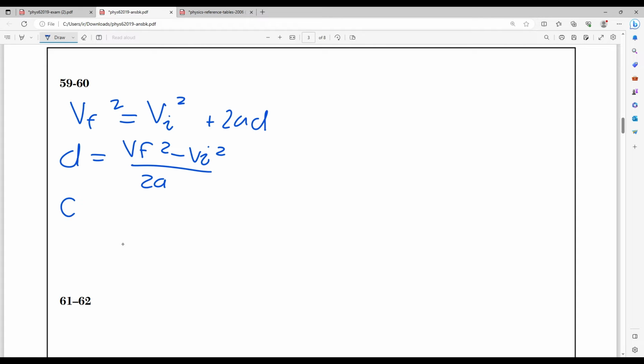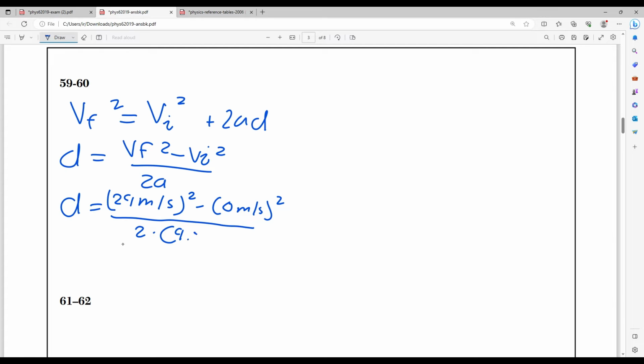And then just substitute with units. We know that our final velocity is 29 meters per second. We're going to have to square that, minus our initial velocity, which is 0 meters per second, squared. And we're going to divide all of this by 2 times 9.81 meters per second squared. If you plug it into your calculator, the distance that the watermelon has to fall to get that speed is 42.7 meters.